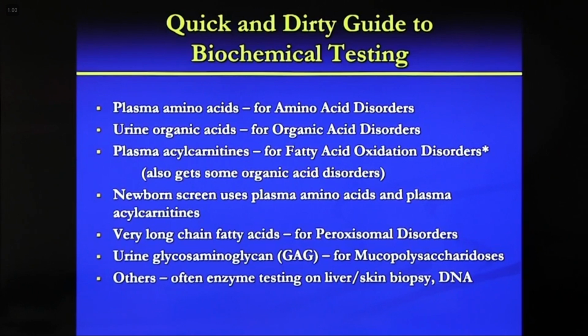The first thing is that this is a quick and dirty guide to biochemical testing. You can use this to reference it. For example, if you have an amino acid disorder, of course you want amino acids, but you get down to plasma acylcarnitines, and those are often used for fatty acid oxidation disorders. And very long chain fatty acids usually means a peroxisomal disorder. And so if you have these questions and it asks you, for example, something about urine GAGs, you know you're in the mucopolysaccharidoses. This little table can help to sort of limit the scope of what you're thinking about.